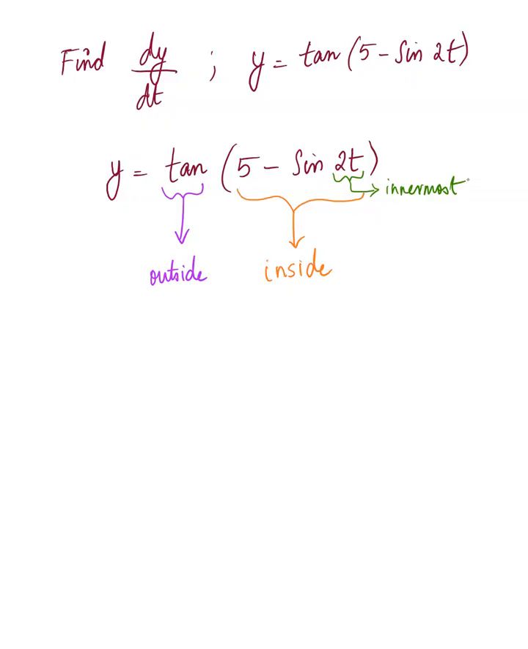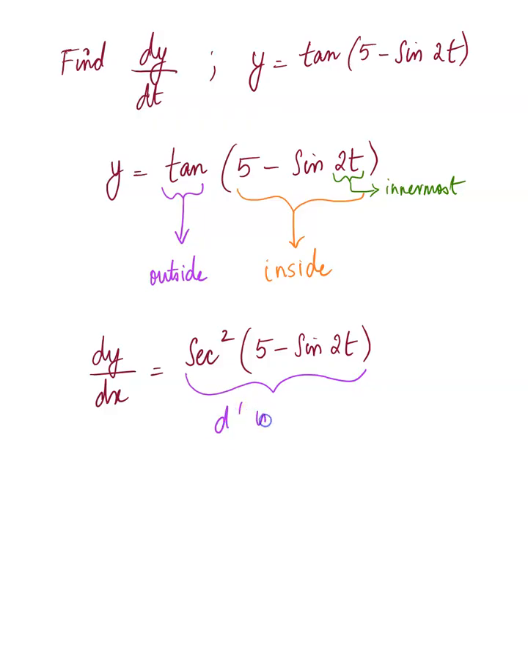dy over dx will be the derivative of the outside. So the derivative of tan is secant squared. Secant squared of this entire function, so leave the inside alone. Okay. This is the derivative of the outside, times the derivative of the inside.